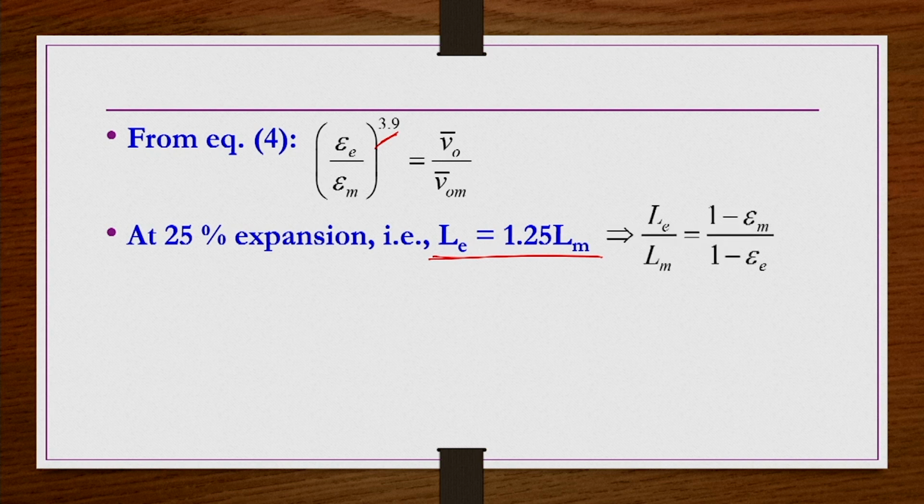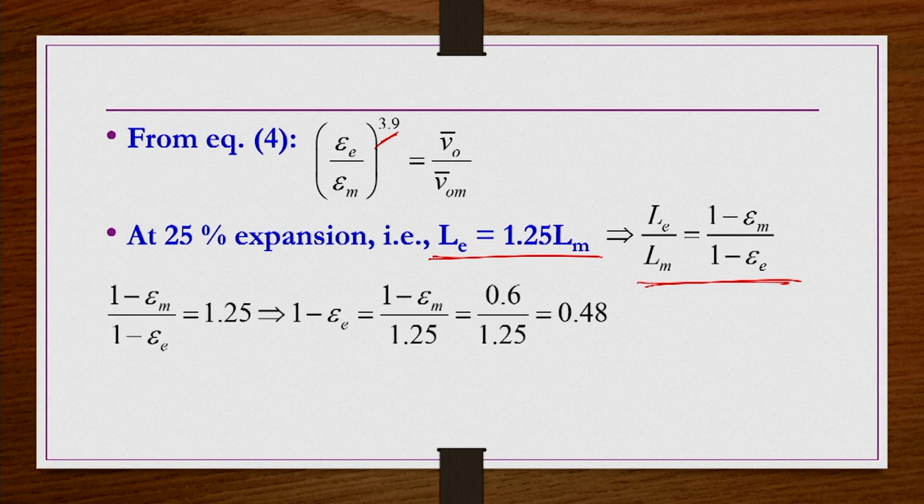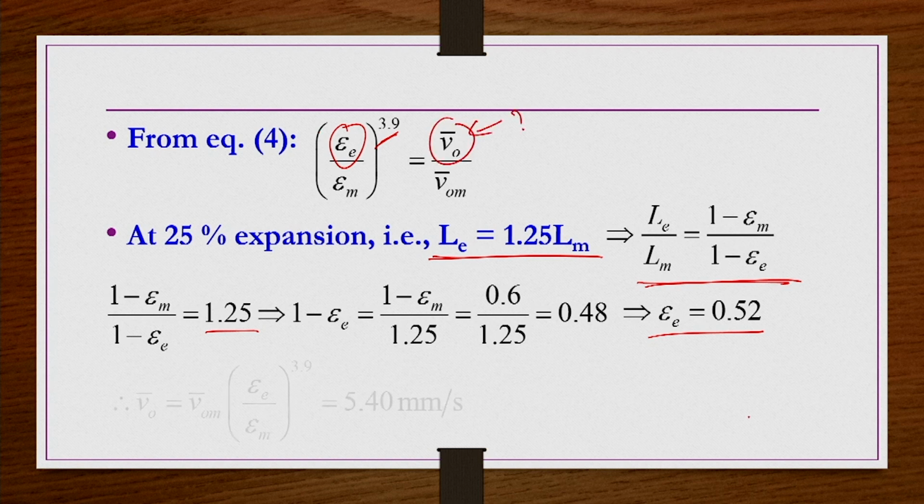So, from here LE by LM you can write this equation, which we have previously derived. In this equation for LE by LM you substitute 1.25. So, 1 minus epsilon m by 1 minus epsilon E is 1.25. From here, 1 minus epsilon E you will get 0.48, that means epsilon E is 0.52. So, now epsilon E is also known, and you can find out this one. When you substitute, you will get V0 bar as 5.40 mm per second.